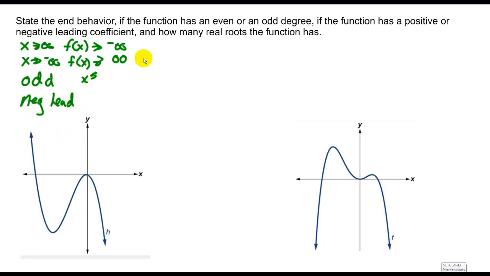All right, and then how many real roots are there in this function? How many times does it cross the axis? It appears twice. 2 roots.